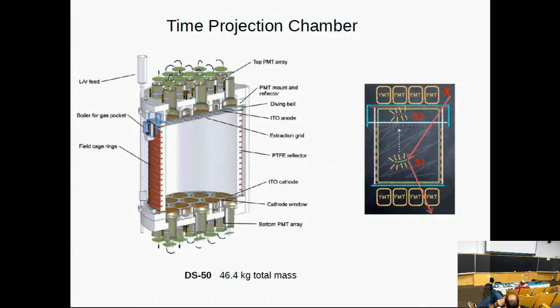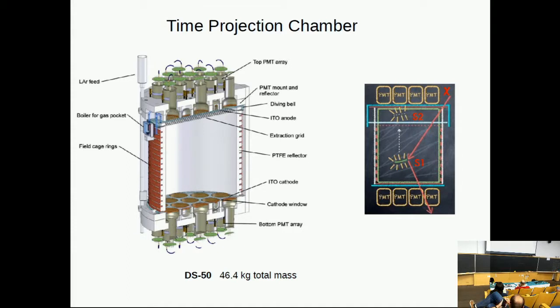So now I'm going to be talking more about the time projection chamber. It's the DS50 time projection chamber, which has a 46.4 kilogram fiducial mass. And it's very similar in design to the Xenon one that was described before, so I will not spend too much time on that. But basically, the main difference is that we have to coat the TPC with TPB, because the wavelength emission of the scintillation light in argon is 128 nanometers. So that's actually the main difference between the TPCs, but otherwise the principle is the same.